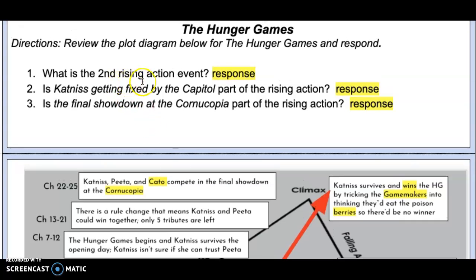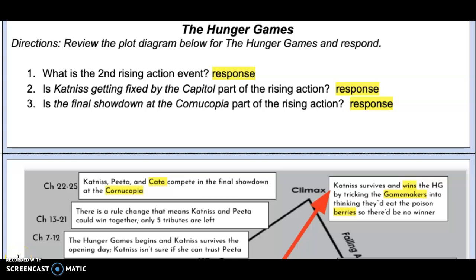What is the second rising action event? is the first question. So you'll have to look down here and decide where the rising action would be and what would be the second event. The second question is: is Katniss getting fixed by the Capitol part of the rising action? And you'll write yes or no. And then the last one is: is the final showdown at the cornucopia part of the rising action? And you will write yes or no.